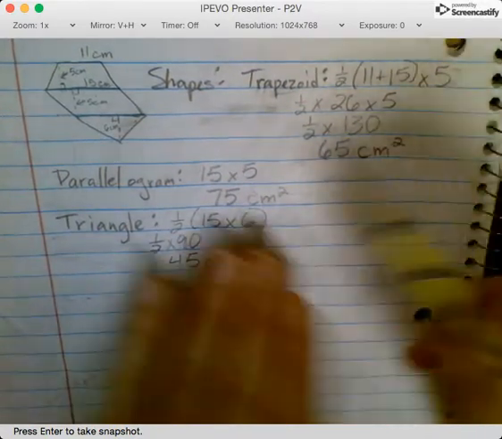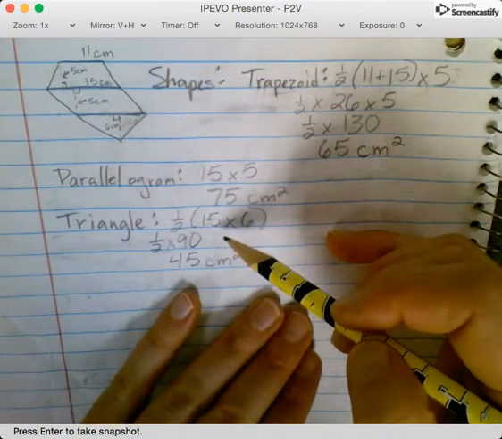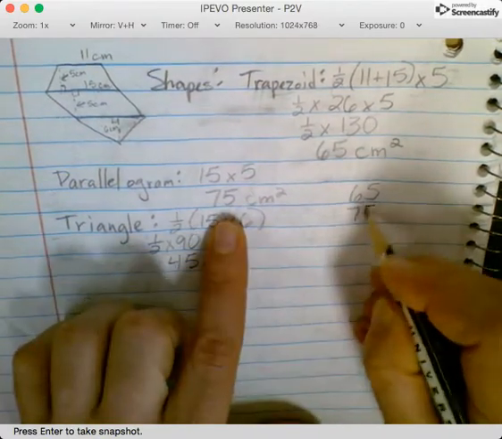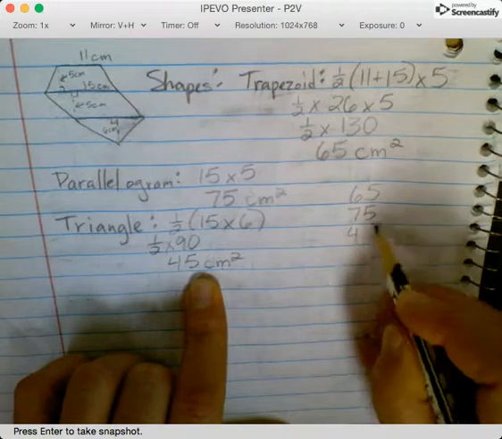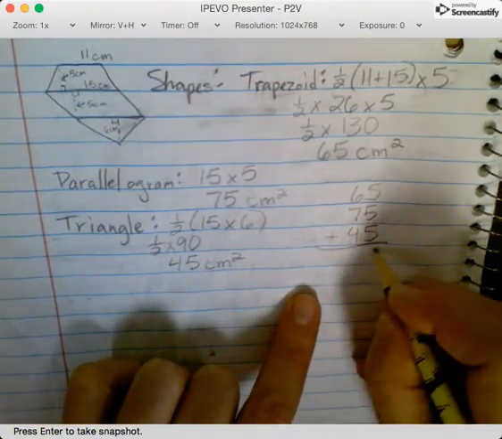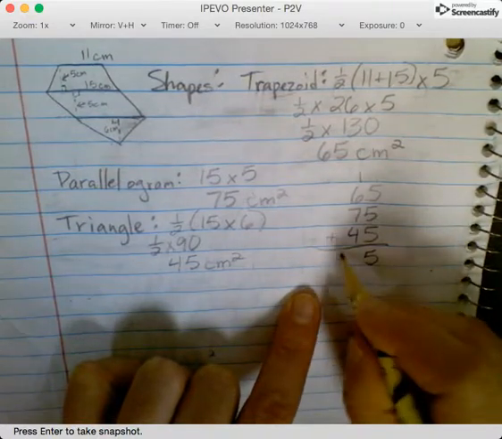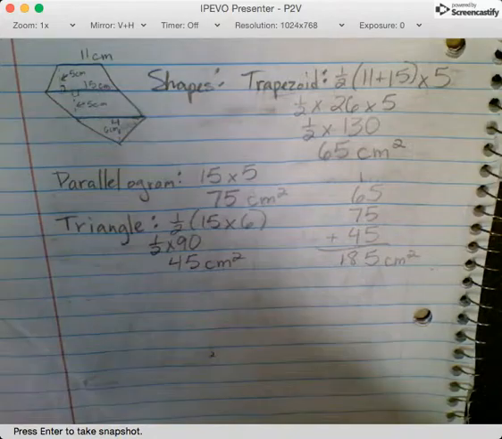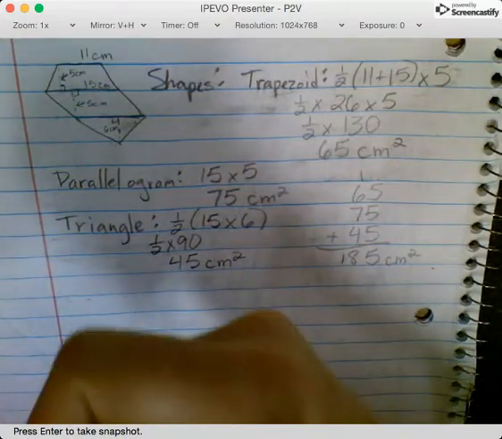And again, I said that these are all just going to be combined. So I'm just going to add my 65 plus my 75 plus my 45, and that should get me 185 centimeters squared.